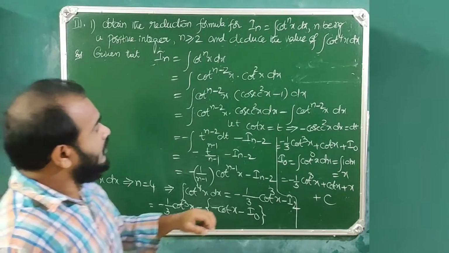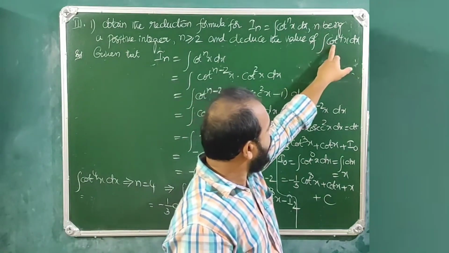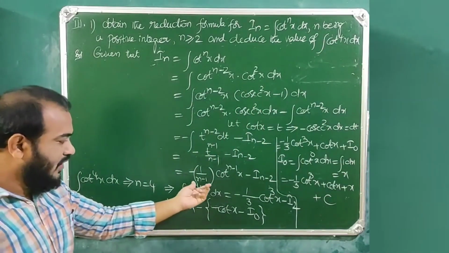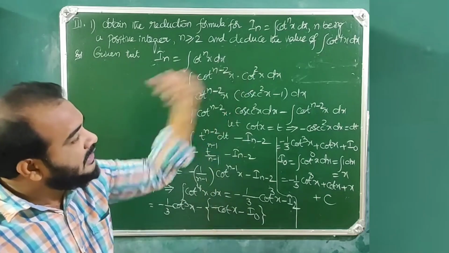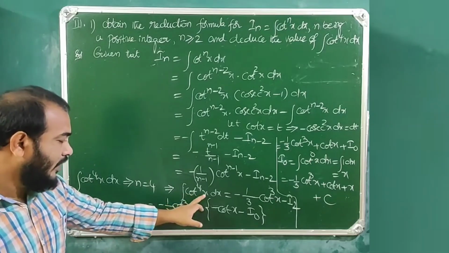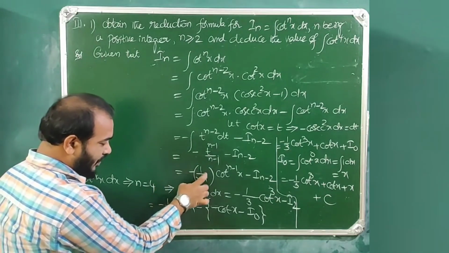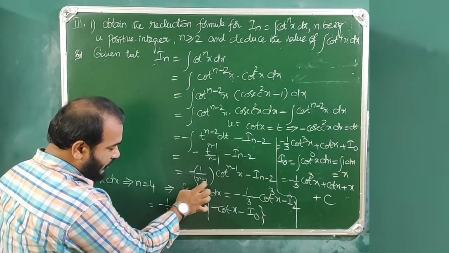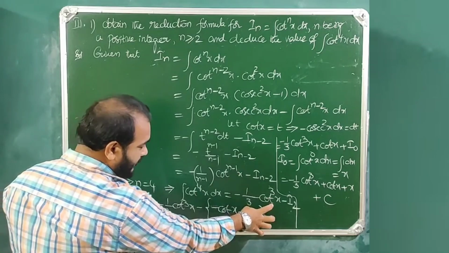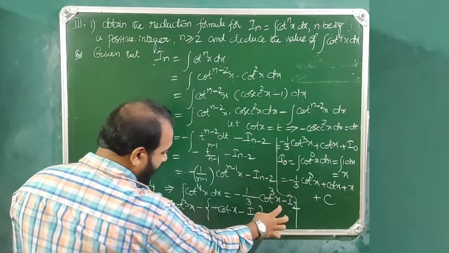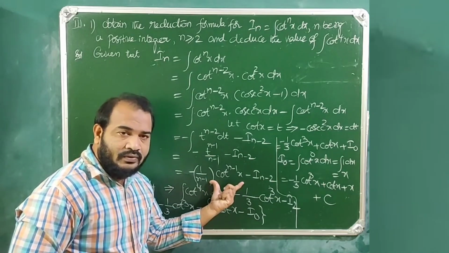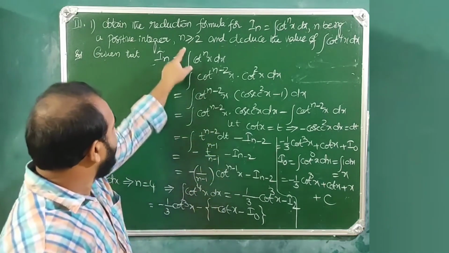Now, he further asks us to evaluate integral cot power 4x dx. So simply n is equal to 4. If you substitute here, we will obtain that integral cot power 4x dx, so n is equal to 4, is equal to minus 1 by n value is 4, 4 minus 1 is 3. So minus 1 by 3 cot power 4 minus 1 is cot cube x minus, 4 minus 2 is 2, I2. So this reduction formula is applicable as long as n is greater than or equal to 2.